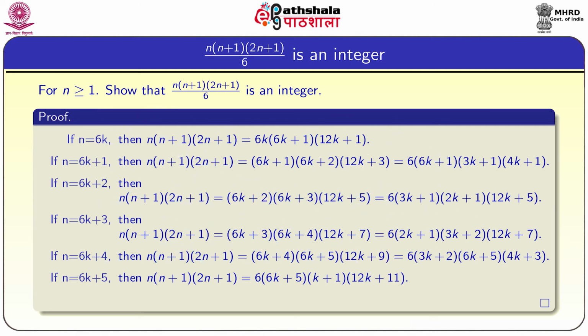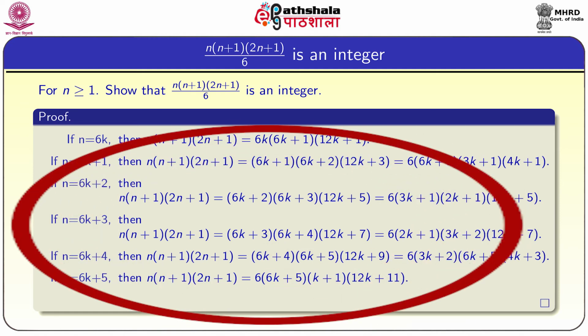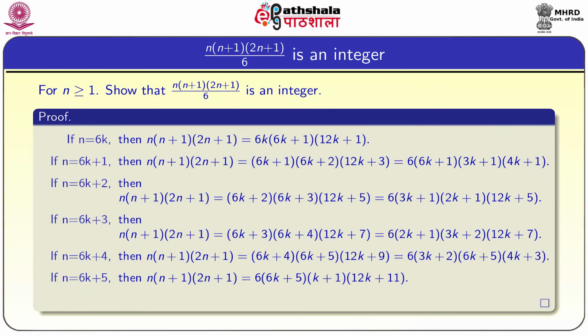Similarly, if I choose n equal to 6k plus 1, then n into (n plus 1) into (2n plus 1) becomes 6 into (6k plus 1) into (3k plus 1) into (4k plus 1). Again it is a multiple of 6. Now just pause the video and try the other cases also. In all other cases you are going to get n into (n plus 1) into (2n plus 1) to be a multiple of 6. See, these are the calculations. Each time we get a multiple of 6.